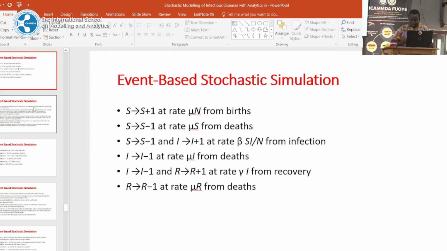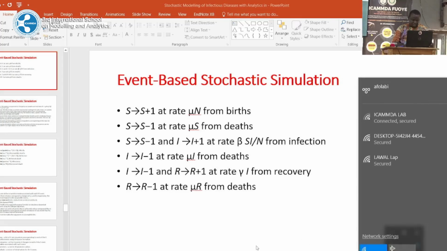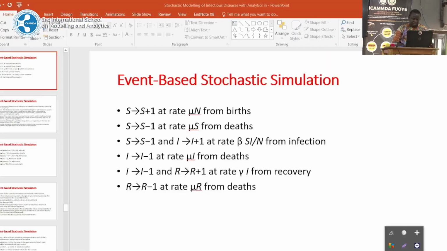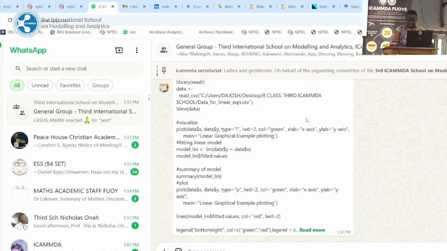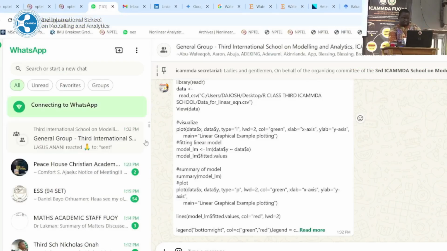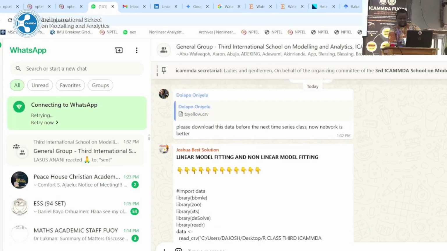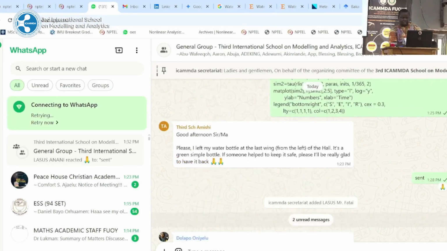I sent, I don't know whether you have gotten it. I sent an R code to the platform that we are going to run. Okay, it's already there. Did you get it?